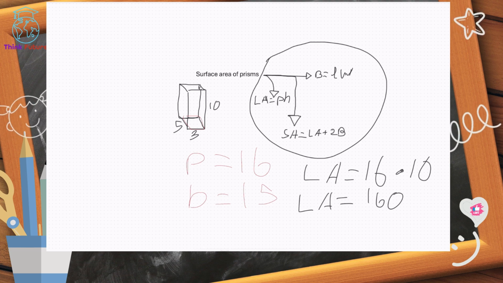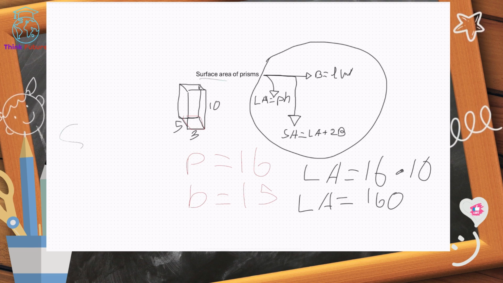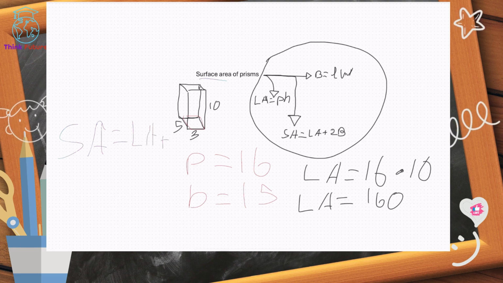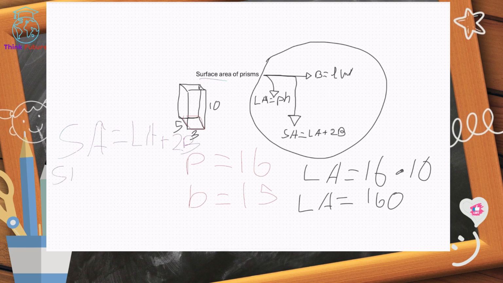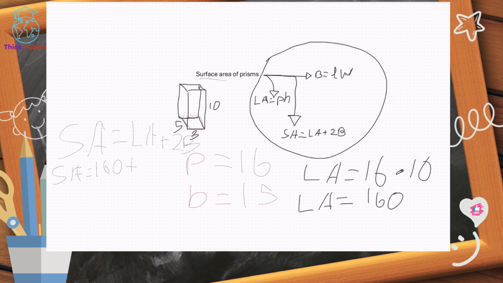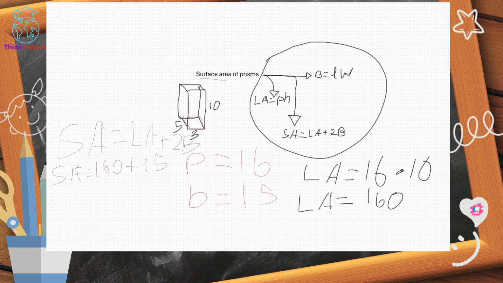Alright, now the last step, which is the surface area, is SA equals LA plus 2B. So that would be SA equals 160 plus B times 2, which is 15 times 2.